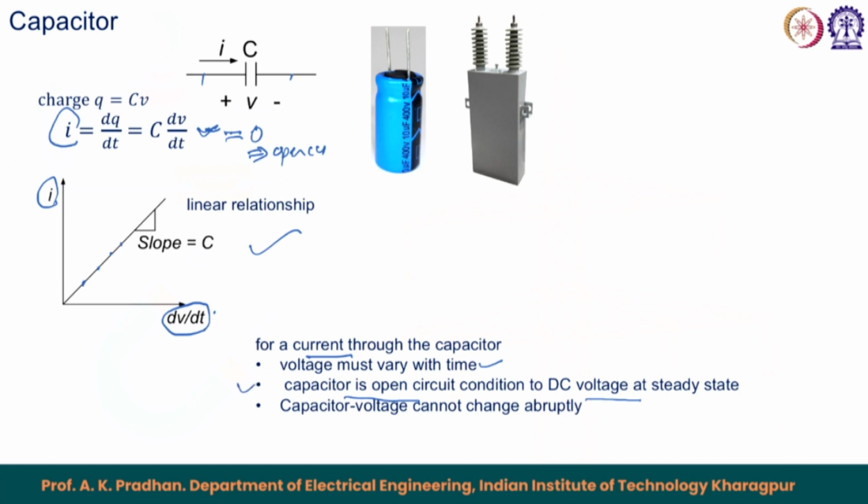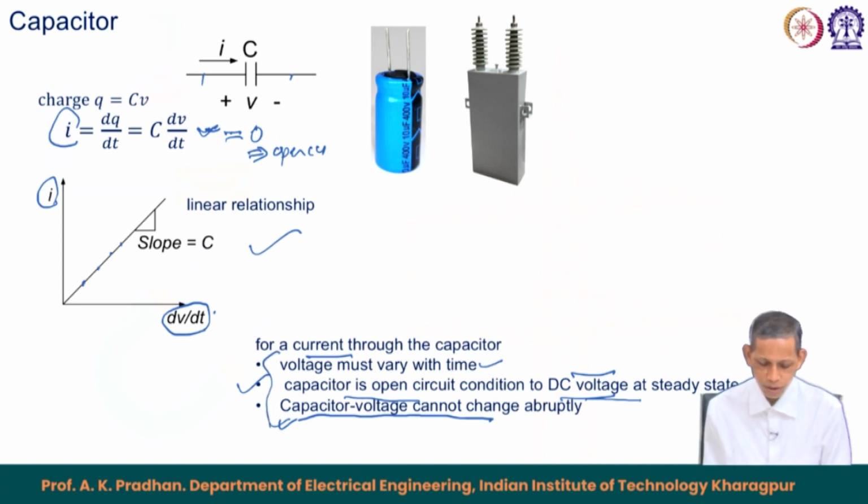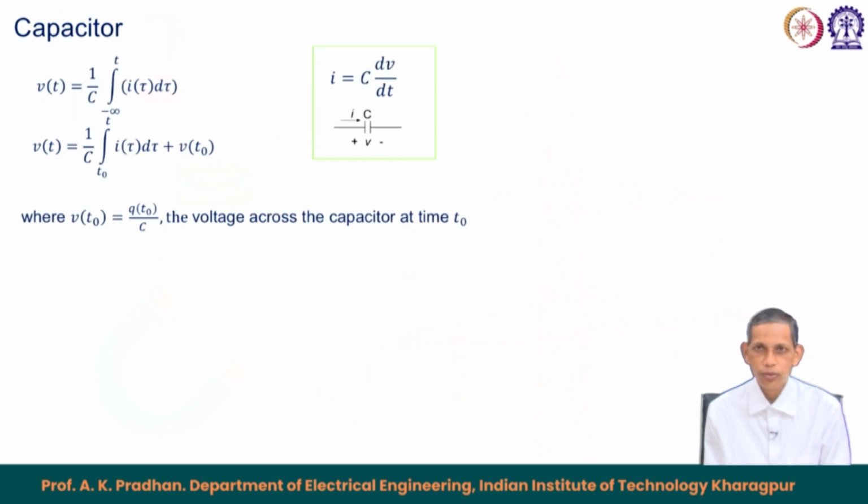So, that is the second point for the capacitor: the capacitor is an open circuit to DC voltage, DC meaning fixed voltage across the capacitor at steady state. Third, capacitor voltage cannot change abruptly, which we have already discussed. So, these are the three important properties of the capacitor from the voltage and current relationship, I equals C dV upon dt.